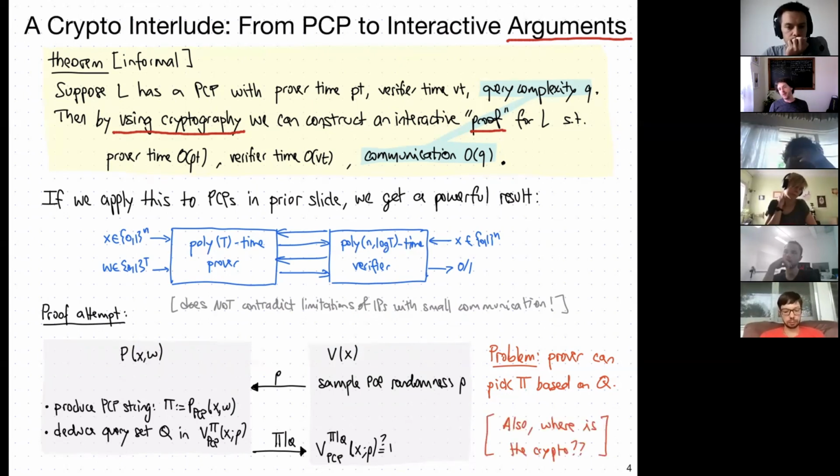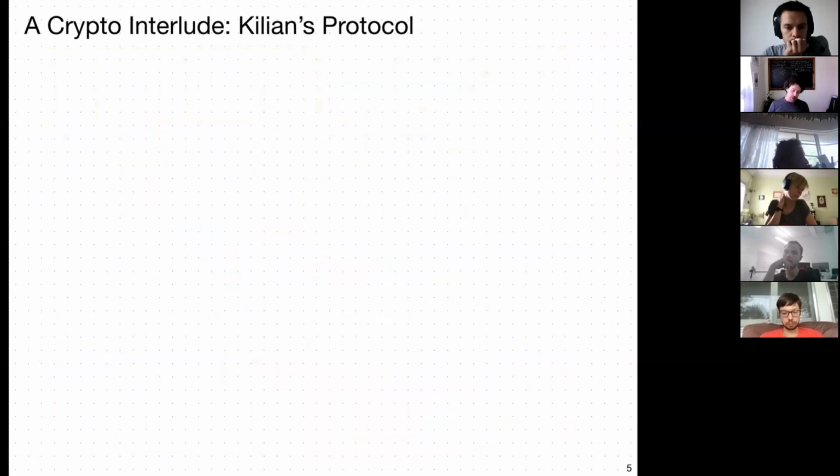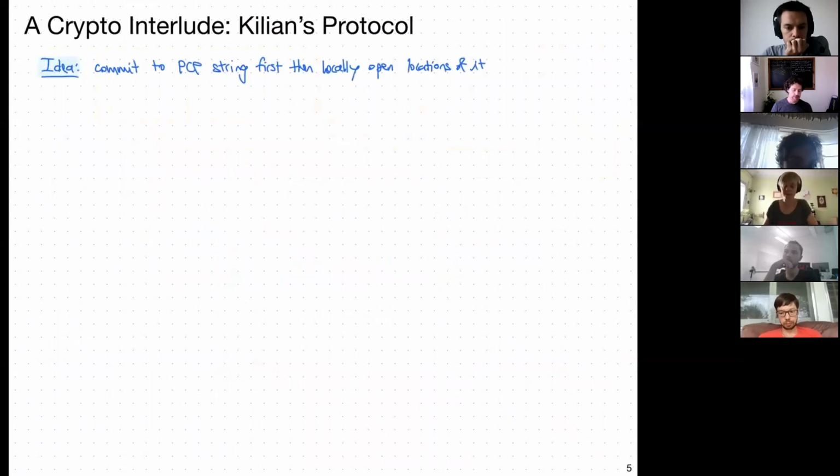And another argument is that I kept talking about the crypto and the crypto and the crypto, and here there's no crypto, right? So we have to do something. Okay, so this is a beautiful and classical protocol, which is called Kilian's protocol. And indeed, the idea would be to commit to the PCP string in a way which can be locally decommitted.